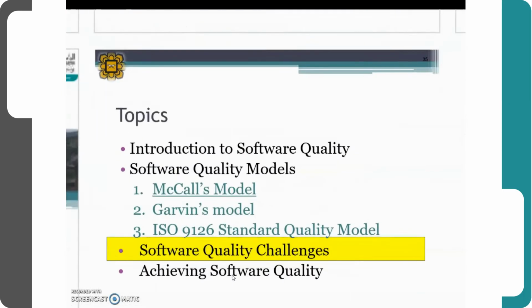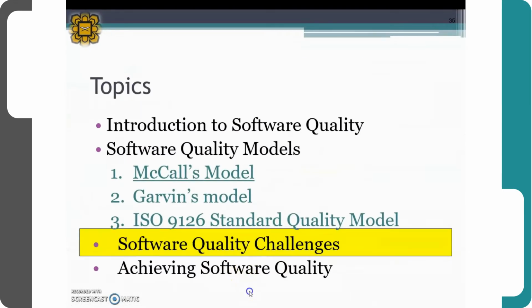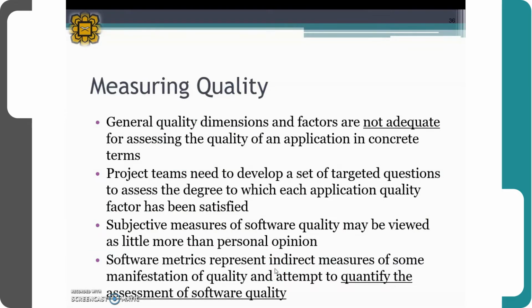Okay, and now we're going to look at the challenges. Okay, so one of the challenges in terms of software quality is that generally quality dimensions and factors are not adequate for assessing the quality of an application in concrete terms. That means whenever they define the software quality, the attributes to measure are not sufficient to assess the quality.